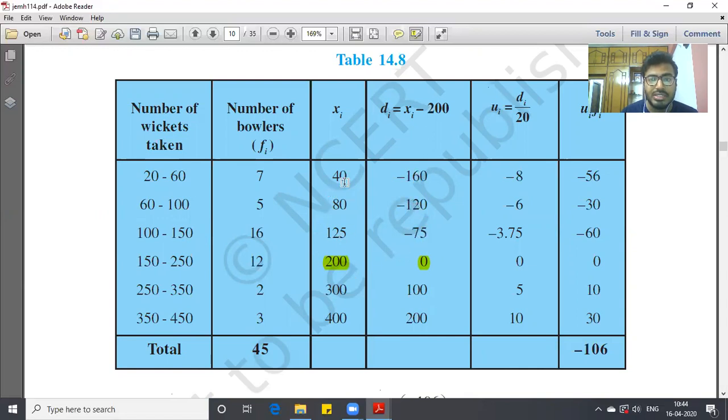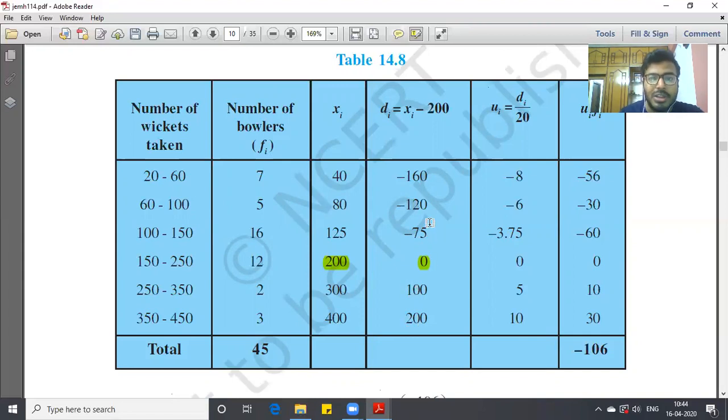You have to do each one, since the h value is not the same. If the h value was the same, you could directly write 0, minus 1, minus 2, minus 3, but it is not, so you can't use that method. Then here 300 minus 200 is 100, 400 minus 200 is 200. That is how you get the di. The di values are minus 160, minus 120, minus 75, 0, 100, 200.